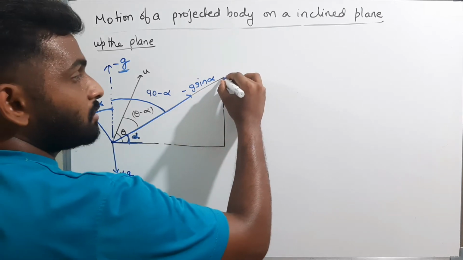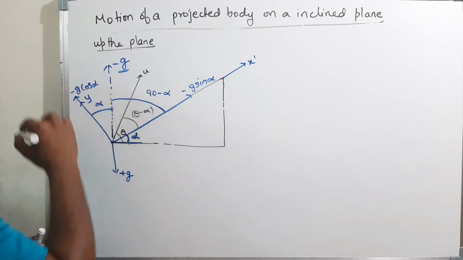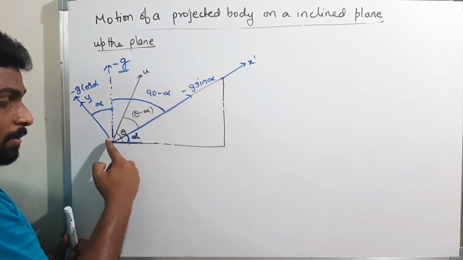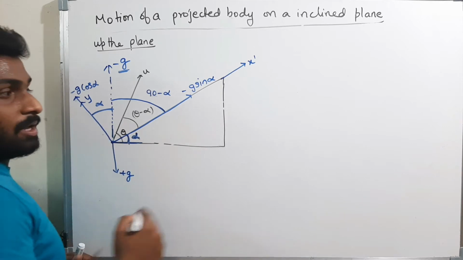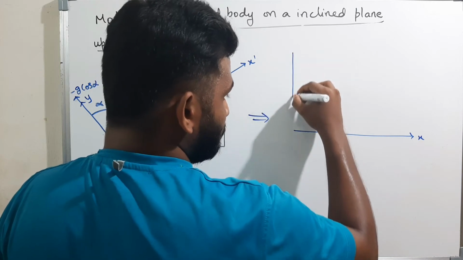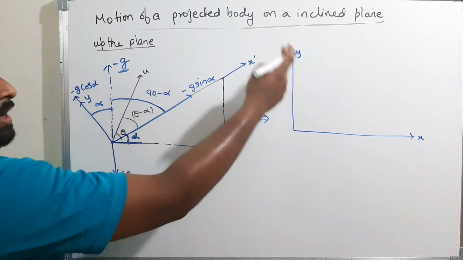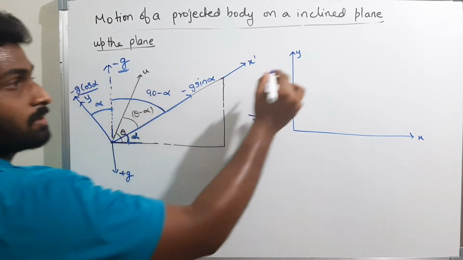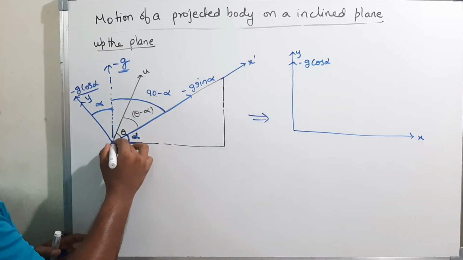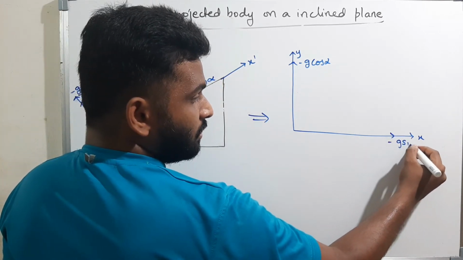Now I am assuming the plane as the x axis, and the perpendicular to the plane as the y axis. That means like this, x, y. Now along the y axis, what is the acceleration? The acceleration is minus g cos alpha, and along the x axis, what is the acceleration? That is minus g sin alpha.